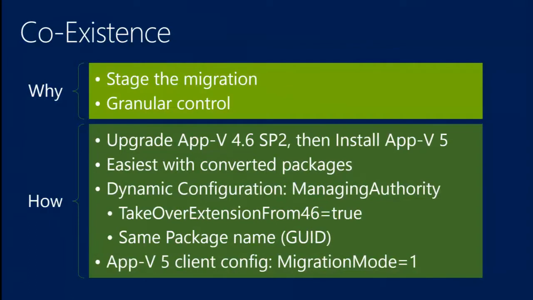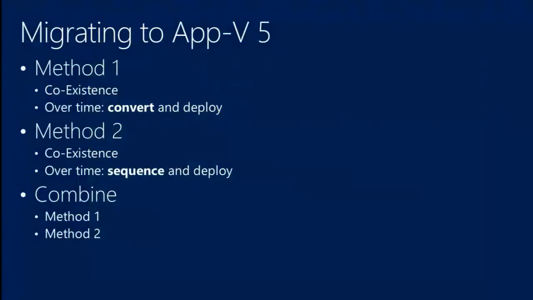How it does it is answered down below there. It takes over the extension points. There's that managing authority section in the dynamic deployment config. That's the key. If you convert a package, it gets inserted automatically. If you sequence a new package that you want to do this, then you need to go in and add that section manually. But it's fairly straightforward.